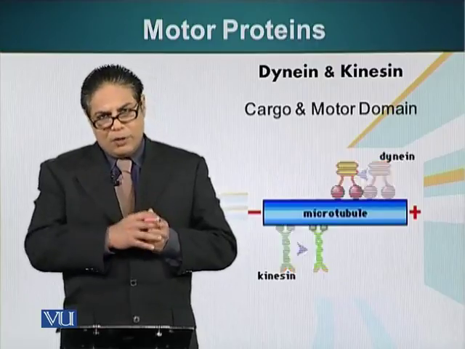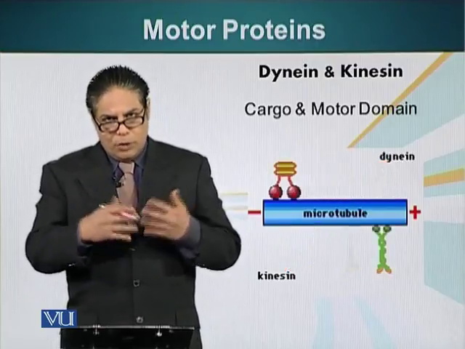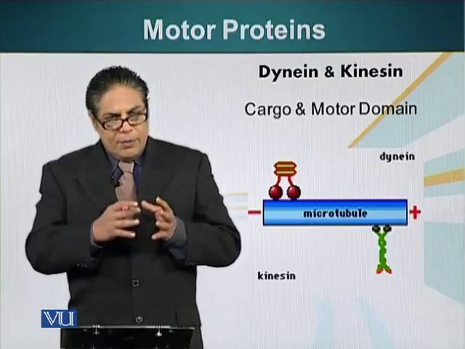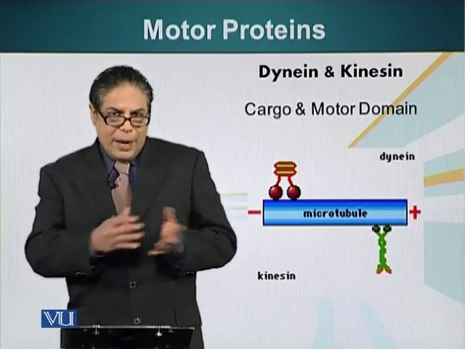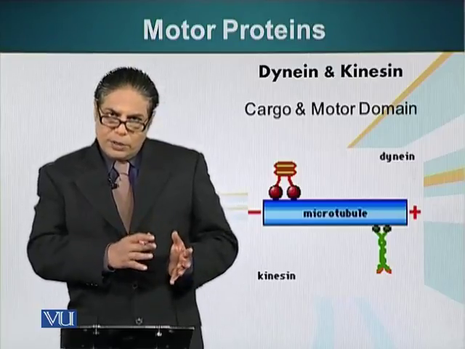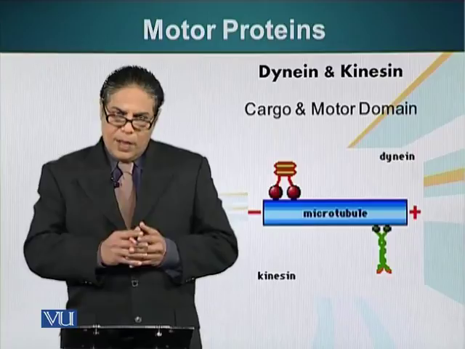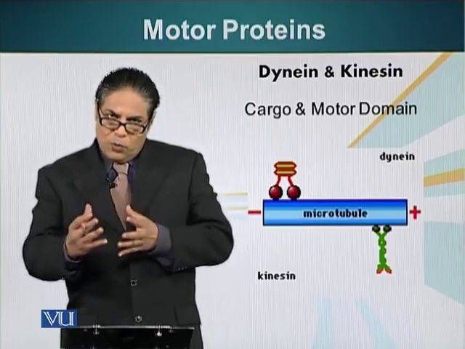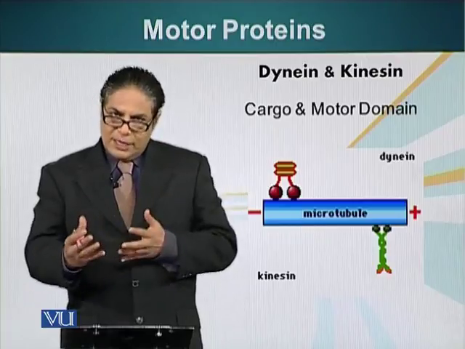There are two types of motor proteins. For sake of generalization, we can say dynein motor proteins move towards the minus end of the microtubule. Kinesins move towards the plus end of the microtubule. These motor proteins can not only transport cargo like vesicles.